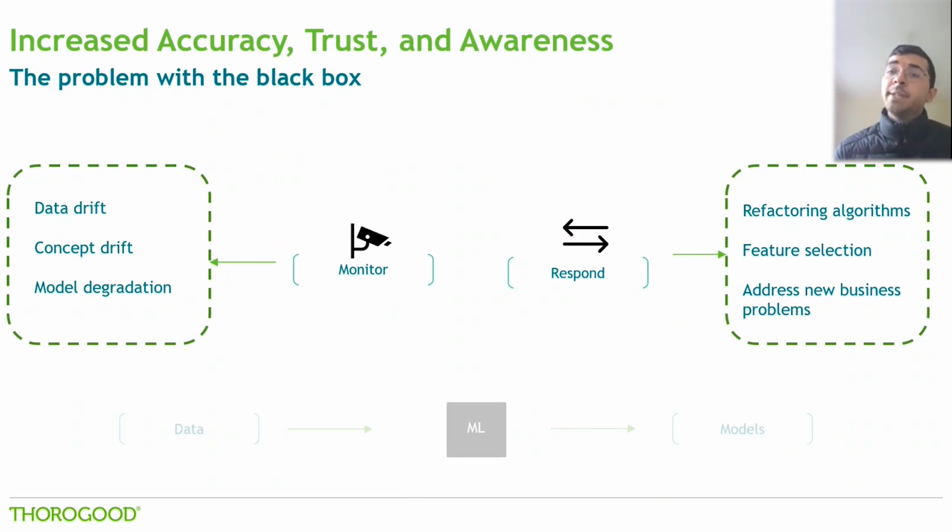The ability to monitor is really a means to respond to data changes, to respond to model degradation, to respond to changes in business problems. We want the ability to evolve the model to incorporate anything that's happening, and we can only do that if we can see what's going on. In this way, MLOps is an immense benefit to the business because it's increasing the accuracy of and our trust in our ML models. And on top of that, it's giving us the opportunity to respond and evolve.